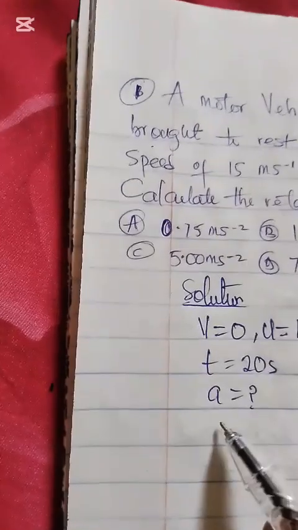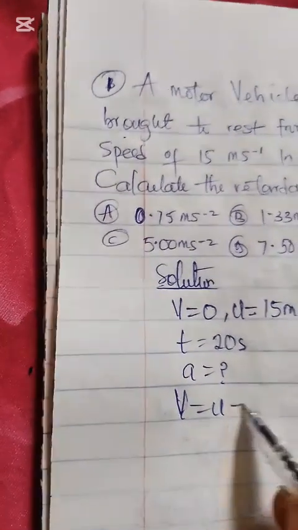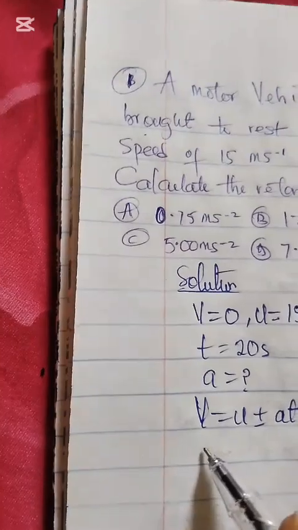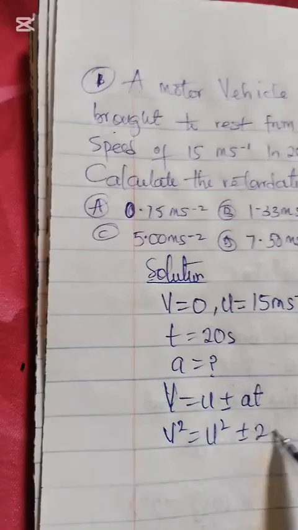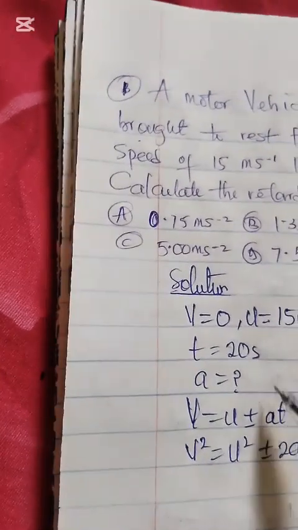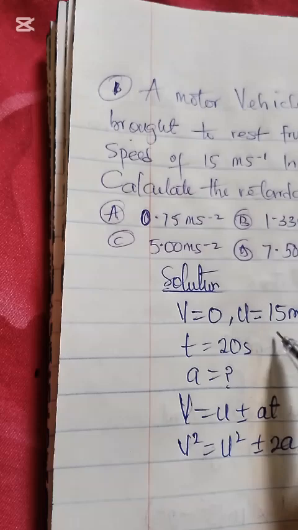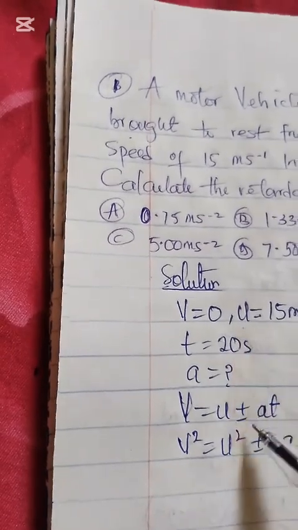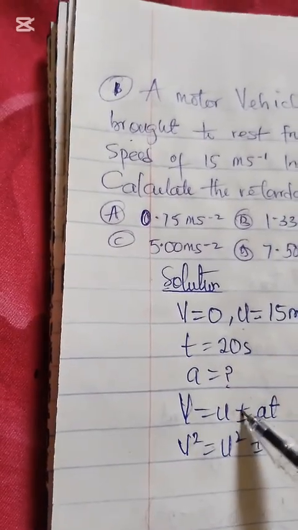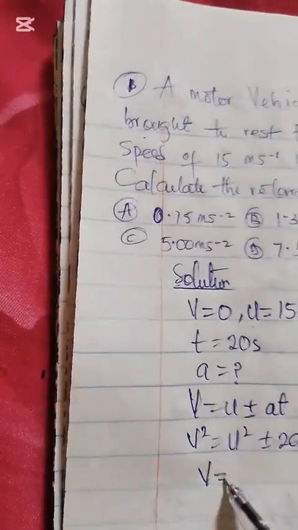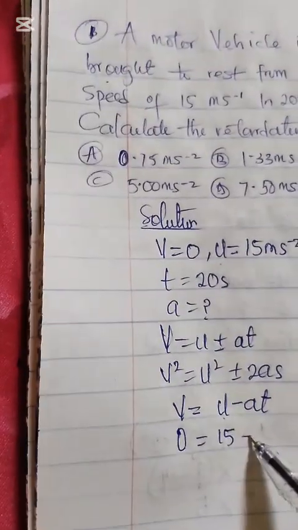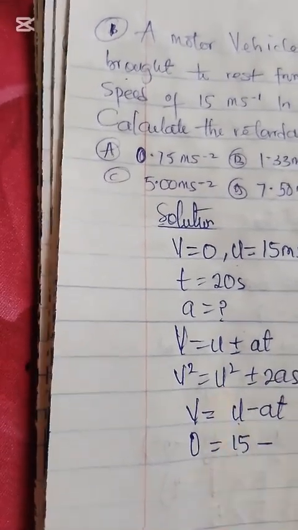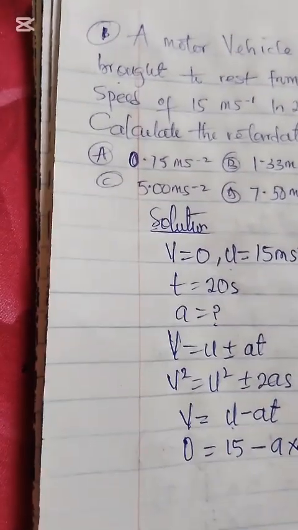So we have our equation of motion like v equal to u plus or minus at. We also have the equation v squared equal to u squared plus or minus 2as. And we look for the equation that has all this data in it. I think the first equation has this. But since the object is retarding, we change this plus to minus. We have v equal to u minus at. So what is my v? My v is 0. What is u? u is 15. Minus, what is my a? Acceleration is unknown, and the time there is 20.